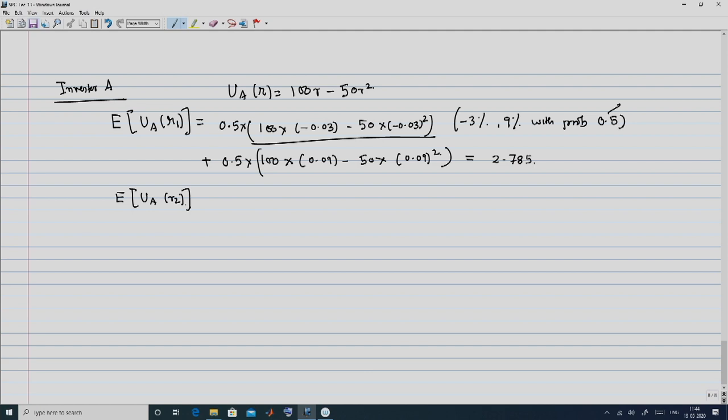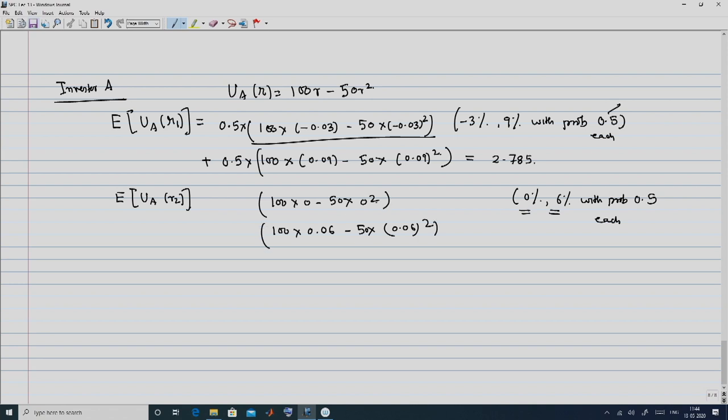Okay. Now, in case of the second asset, what are the returns? In case of the second asset, it is 0% or 6% with probability 0.5 each. So, then the utility values are going to be 100 into 0 minus 50 into 0 square for this case, and 100 into 0.06 minus 50 into 0.06 square, which is this case, and each of those utilities has a probability of 0.5, and so the expectation is given by the sum of this, and this turns out to be equal to 2.91.